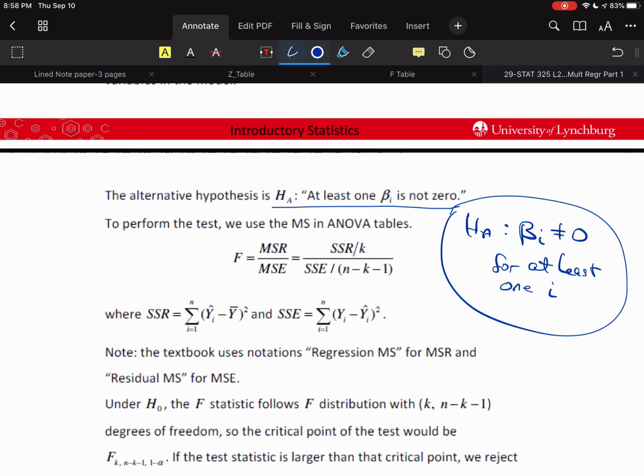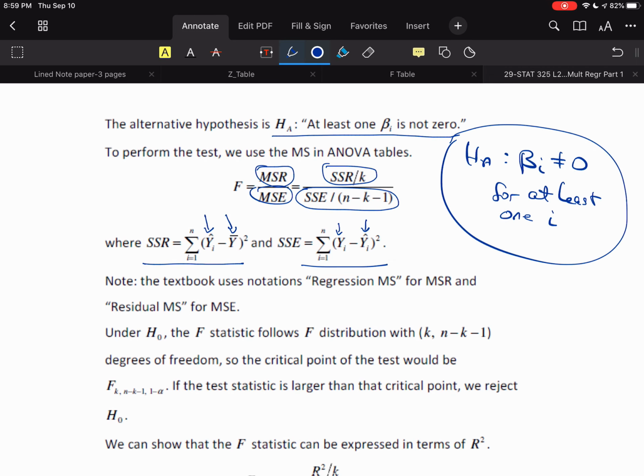To perform the test, we use the mean squares in the ANOVA table. So we use the mean square regression divided by the mean square error. And if you remember from the ANOVA table last time, that's the SSR divided by its degrees of freedom, which is k, and the SSE divided by its degrees of freedom. SSR is the sum of the squares of the difference between y hat and y bar. This is the regression line and the mean. And SSE is the difference between the actual observed values and the regression line.